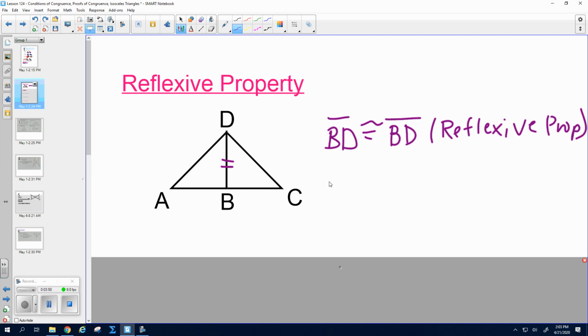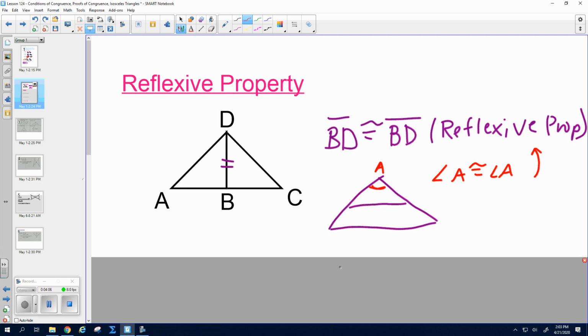Okay, another thing they could share is an angle. So let's say you have 2 triangles like this. One's embedded in the other one. Notice the big triangle and the little triangle share this angle. Let's say it's angle A. We could say angle A is congruent to angle A. That's also reflexive property.